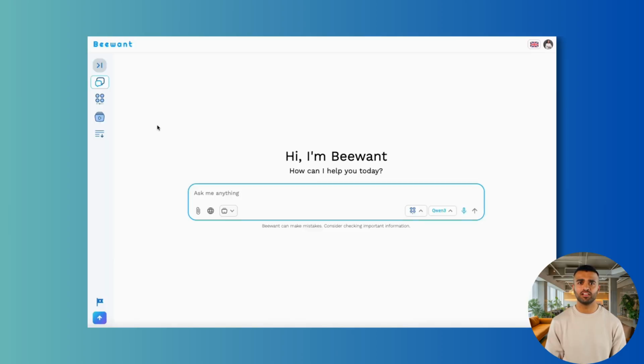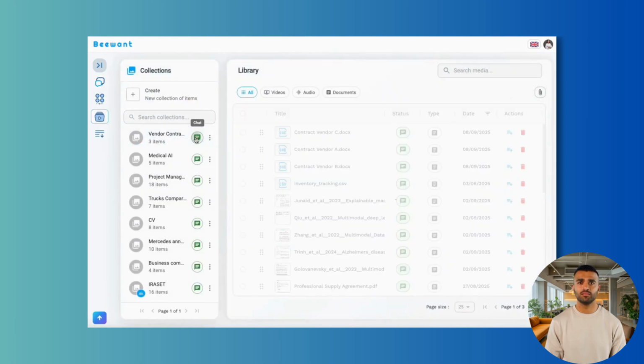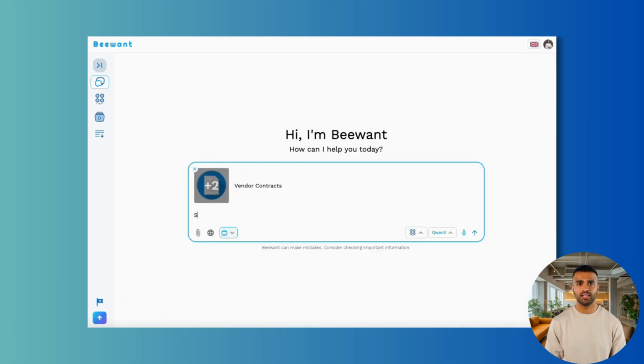Imagine being handed 3 different contracts: Vendor A, Vendor B, and Vendor C. Each looks promising, but the fine print can feel like a maze. Instead of reading line by line, I uploaded all 3 contracts into Beewant's library and organized them into a collection. That way, I could run side-by-side comparisons and dig straight into the details that matter most.